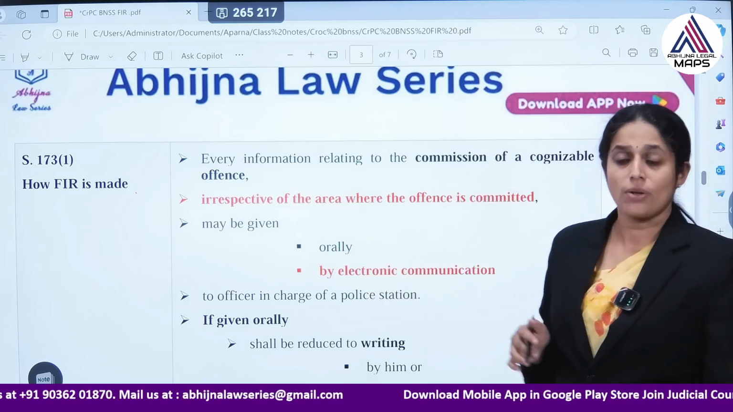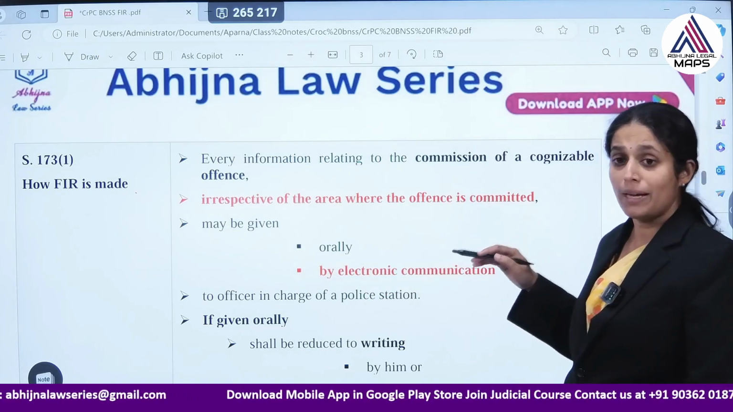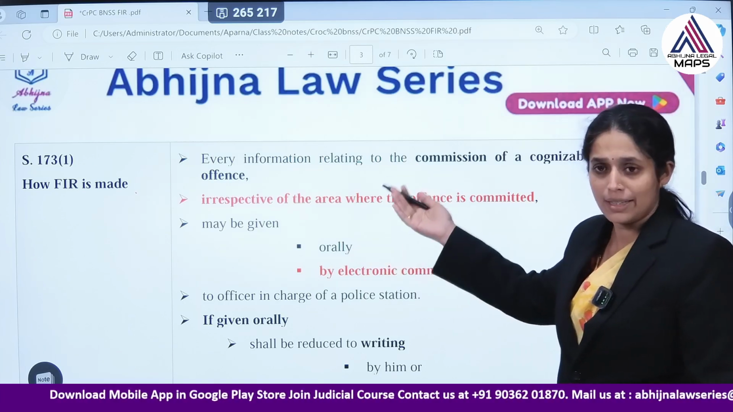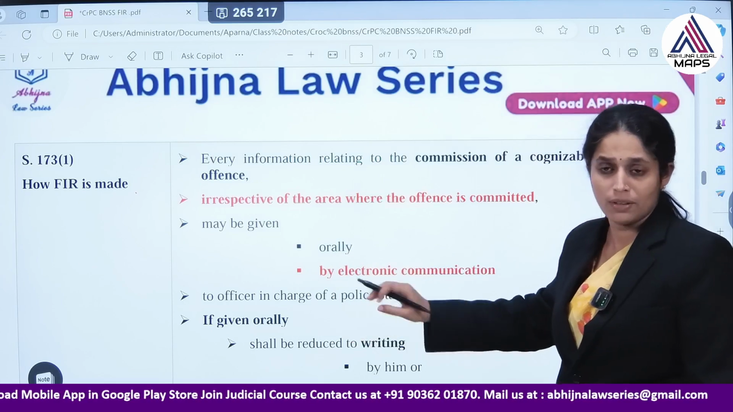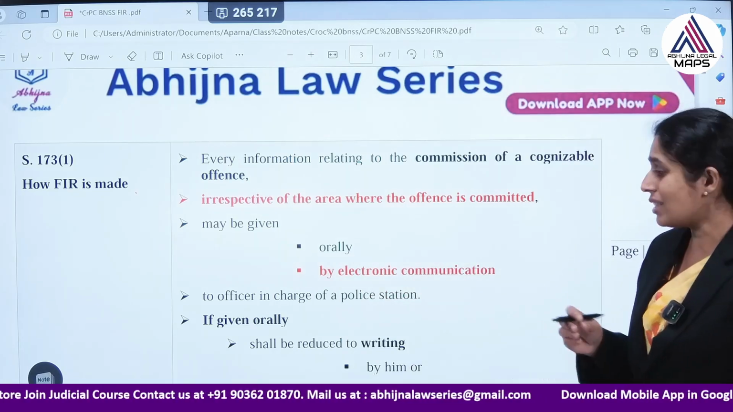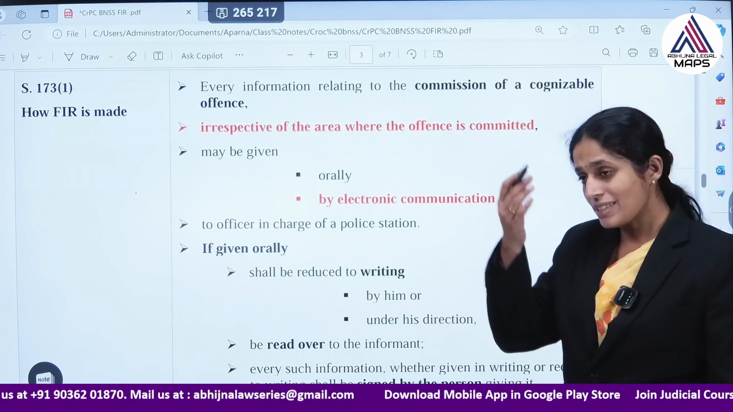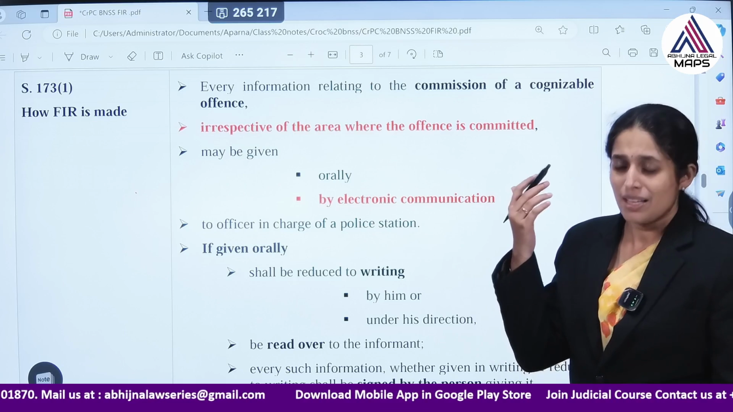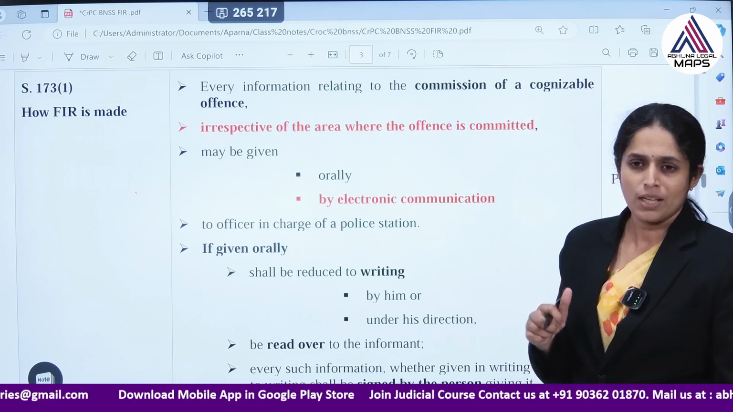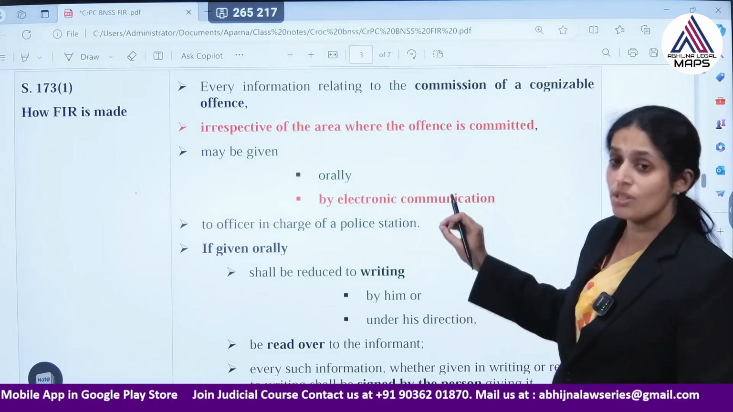And another important new concept which has been introduced is that FIR also can be given through electronic mode or electronic communication, which is known as eFIR. Okay. So, earlier it was only orally or in writing. Even if it was given orally, it had to be reduced into writing. But now through electronic communication also, because sometimes if an offence has been committed against a woman, it would be difficult for her to face that ordeal in the police station. She may suffer embarrassment to give the information, or she may be in a traumatic condition. Different possibilities are there.